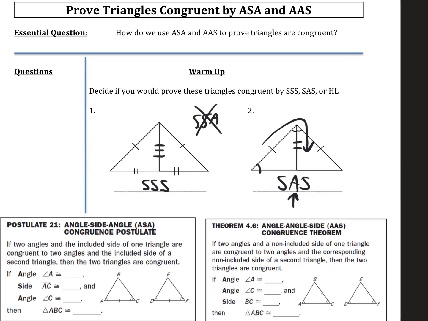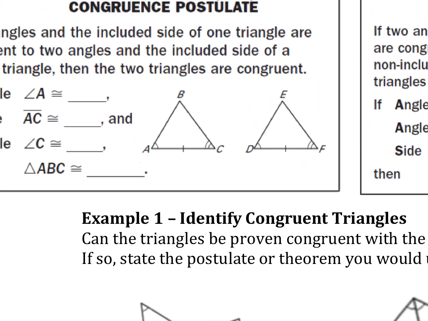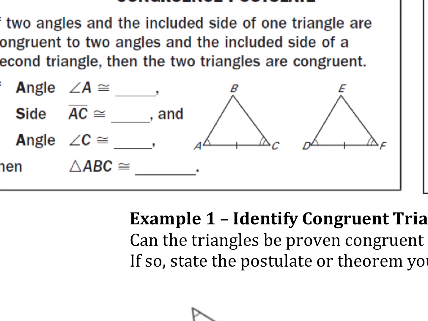Okay. All right, let's talk about some new congruence postulates here. We have angle, side, angle. So you can see here, if we zoom in a little bit, it goes angle, side, angle. Okay, the side is between the two congruent angles. Angle, side, angle. All right.